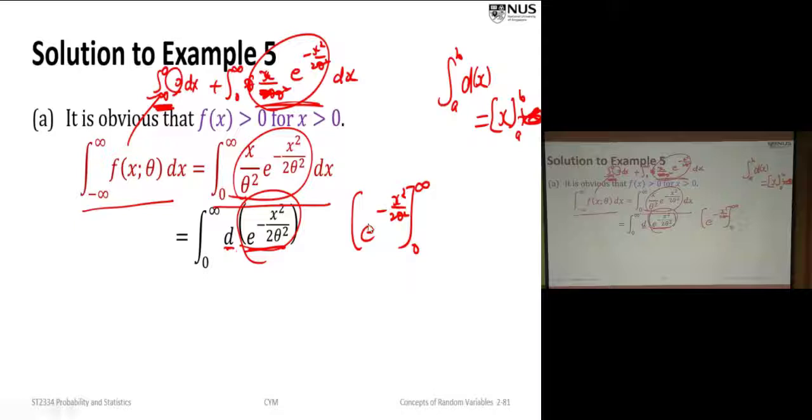All right, so if you have problems doing this integration, you go and revise your calculus. How to do the integration. These are very simple integration. So the answer turned out to be 1.